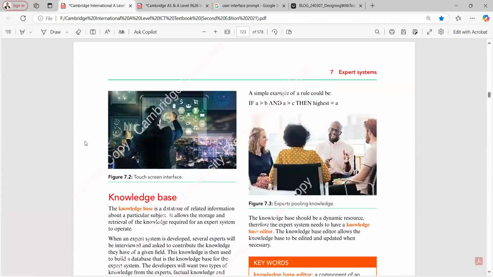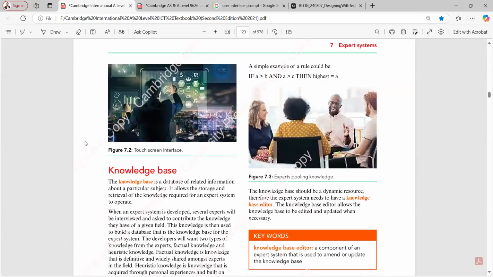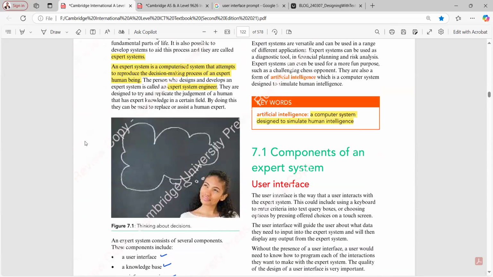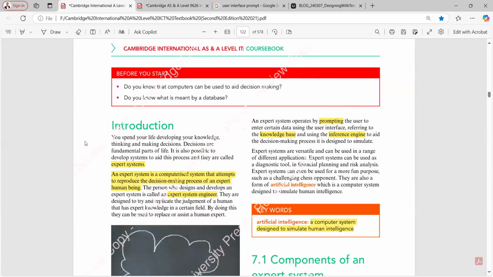So this is it for 7.1. I have discussed with you some concepts: user interface, knowledge base, inference engine, knowledge base editor, explanation system, method of output, forward chaining, backward chaining.